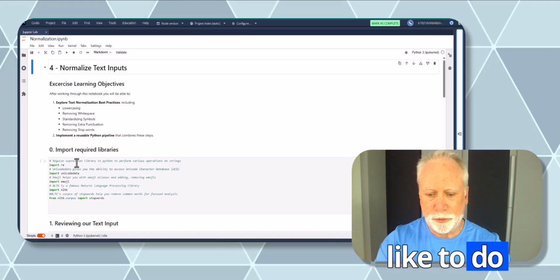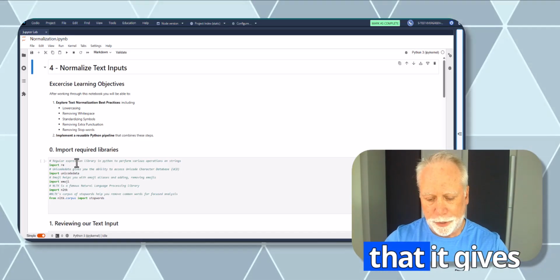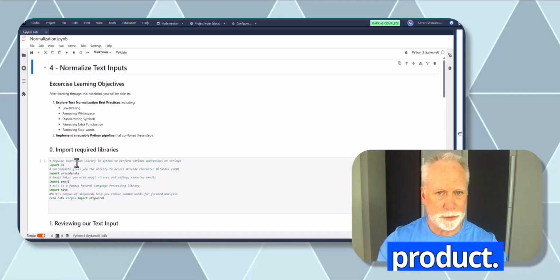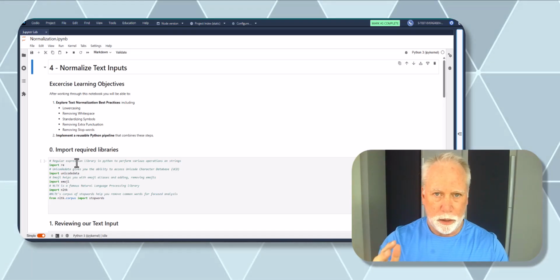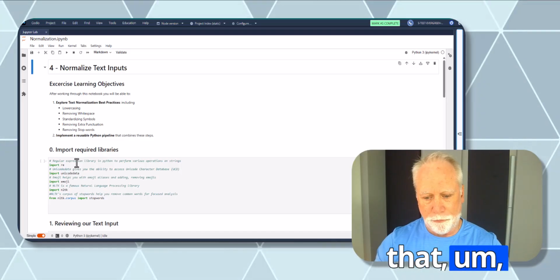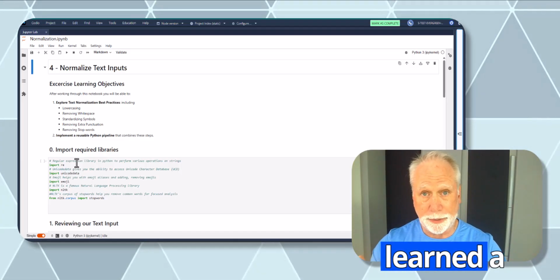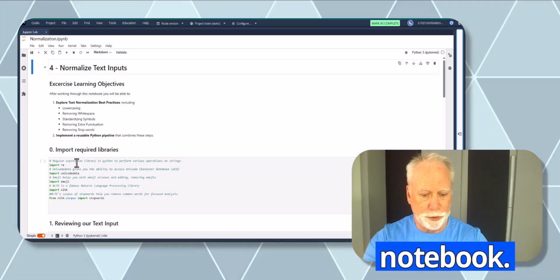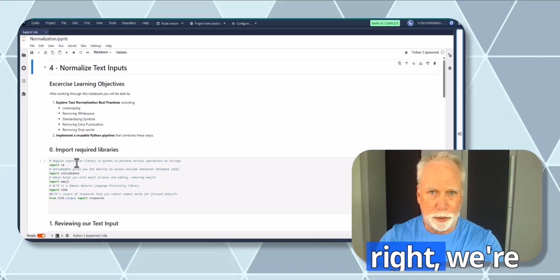But the reason we like to do these sections in notebooks is that it gives you a chance to experiment and play with the technology without worrying about a project. Now, one of the things is that I think I learn a lot when I'm learning something like this, right? You can do a ton in a notebook, but we don't deliver product in a notebook, right?